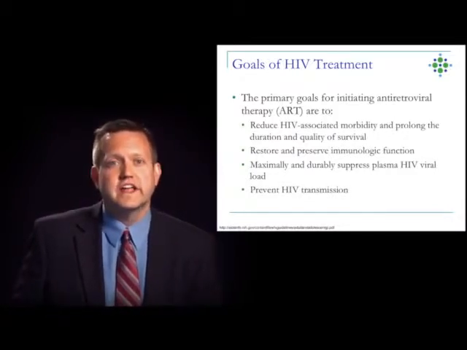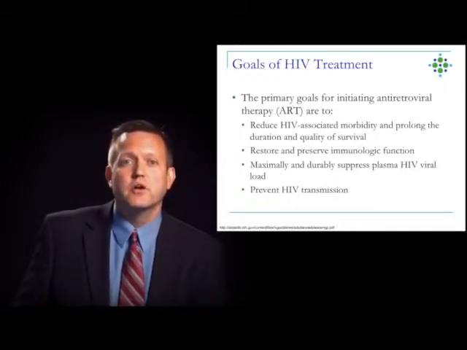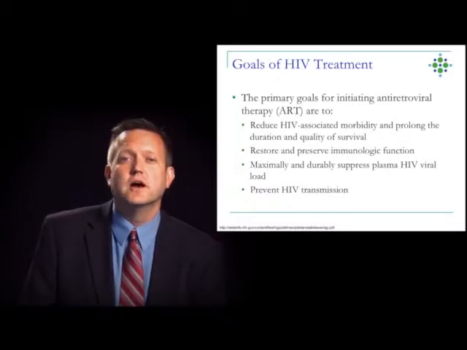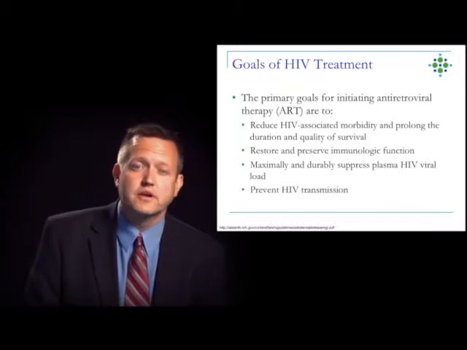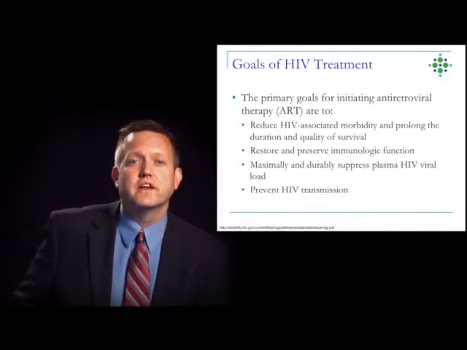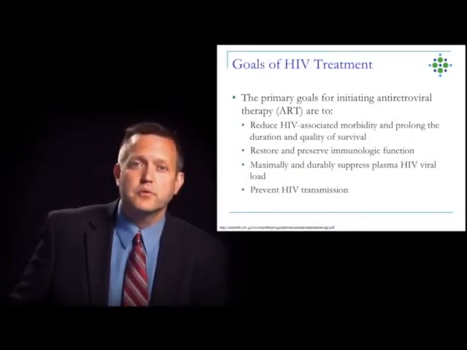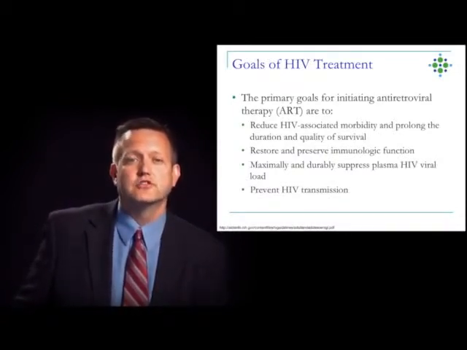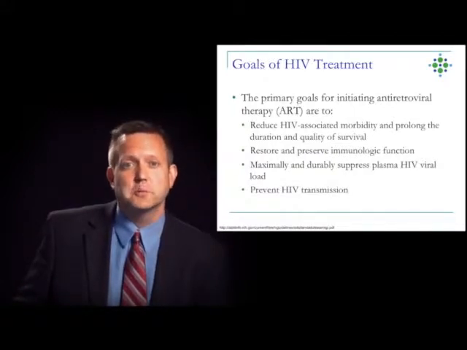So our goals for initiating antiretroviral therapy are first to reduce the HIV-associated morbidity and prolong the duration and quality of survival as a result of HIV treatment. Secondly, we hope to restore and preserve immunologic function in the individual for long-term benefit. And our goal, how we measure that, is through maximal and durable suppression of plasma HIV viral load. And we also know as a corollary to this that when we suppress viral load optimally in an individual, we also prevent the likelihood that that individual will go on to transmit HIV to uninfected sexual or needle-sharing partners.